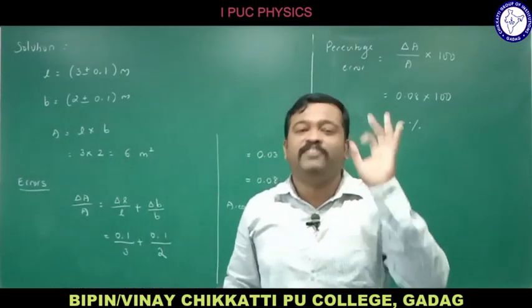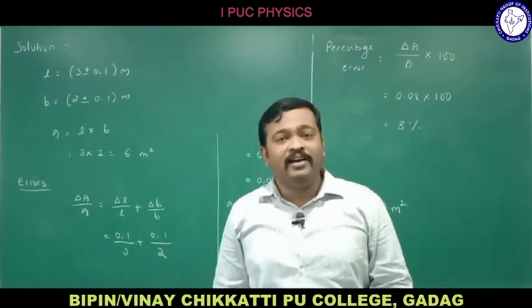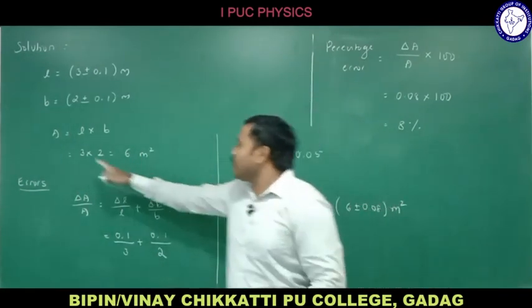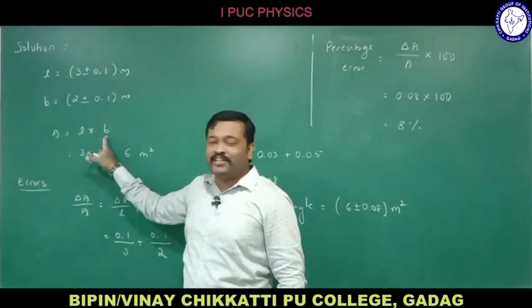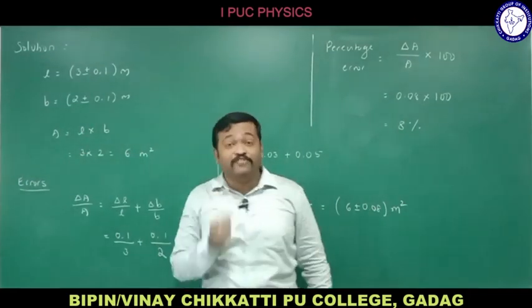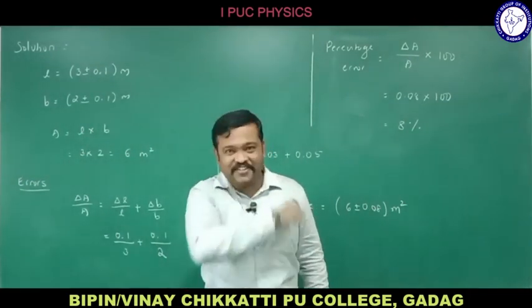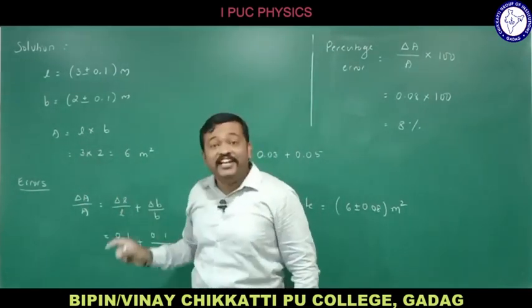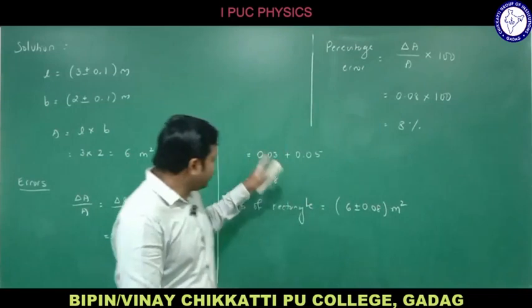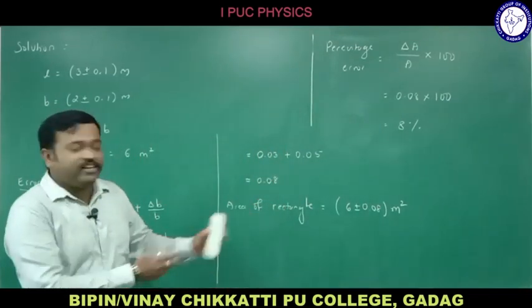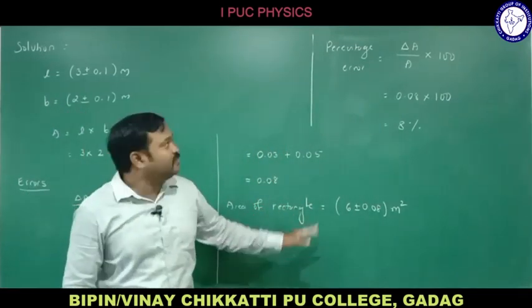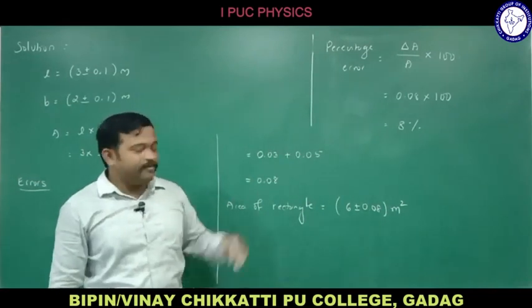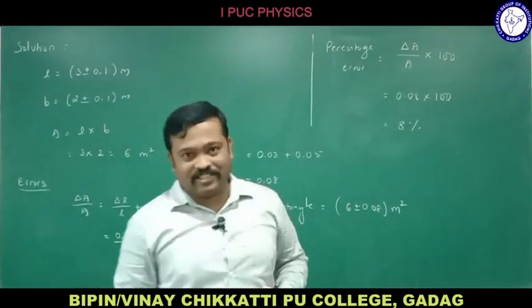This is how we solve. Whenever the problem is given, first we need to know what is the formula for the result to be calculated, that is area is equal to length into breadth. Here there is multiplication, then which error we need to consider? Relative error. So relative error in the final result is equal to sum of the relative error of the individual quantities. So we have calculated error and we combine and we have written what is the area of rectangle, then we calculate percentage error and it came to be 8%.